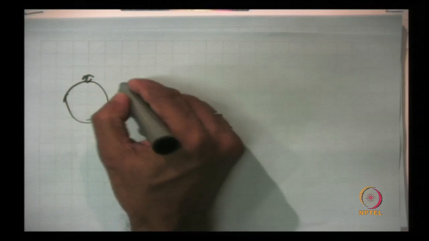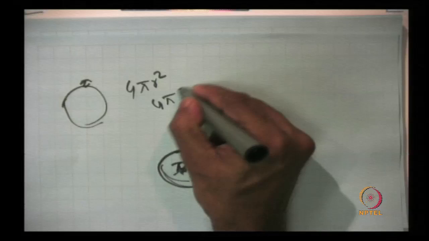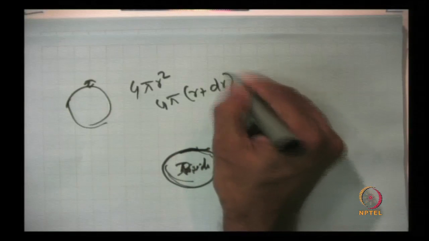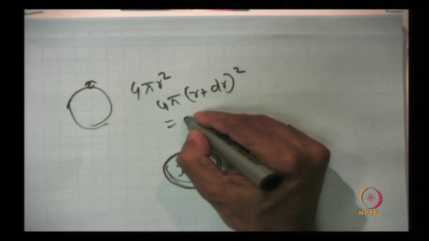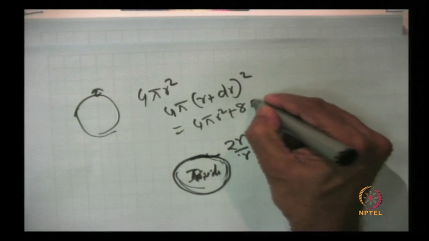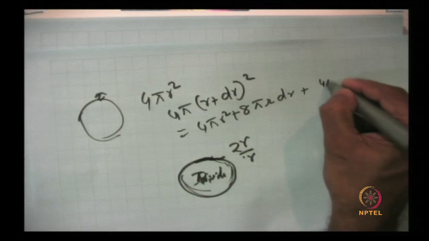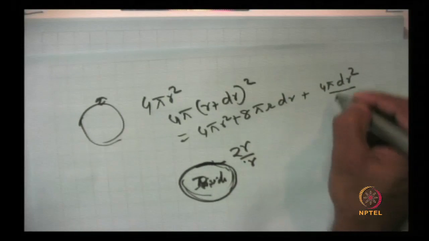The work done would be to increase the surface area by dr. You know, it was 4 pi r square. Now, the area will become 4 pi (r plus dr) square, which will be 4 pi r square plus 8 pi r dr plus terms involving 4 pi dr square, which can be neglected.